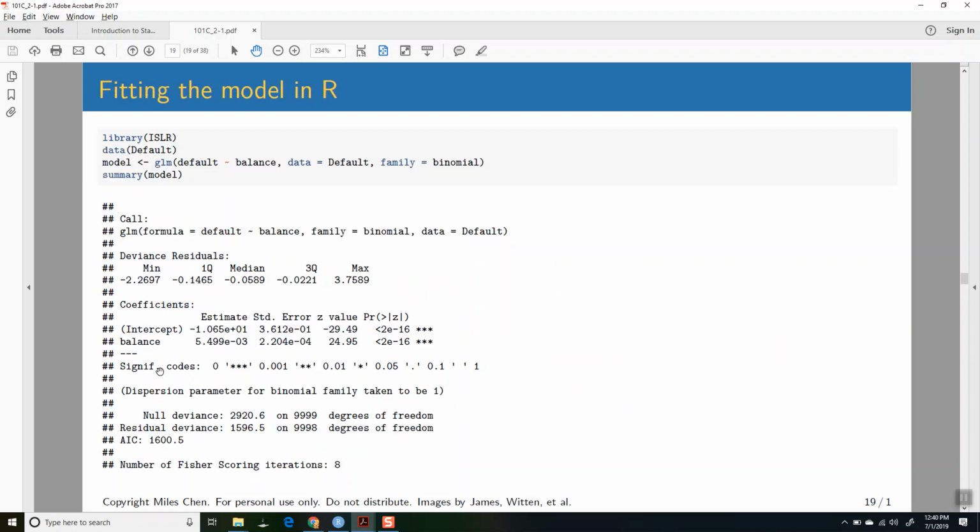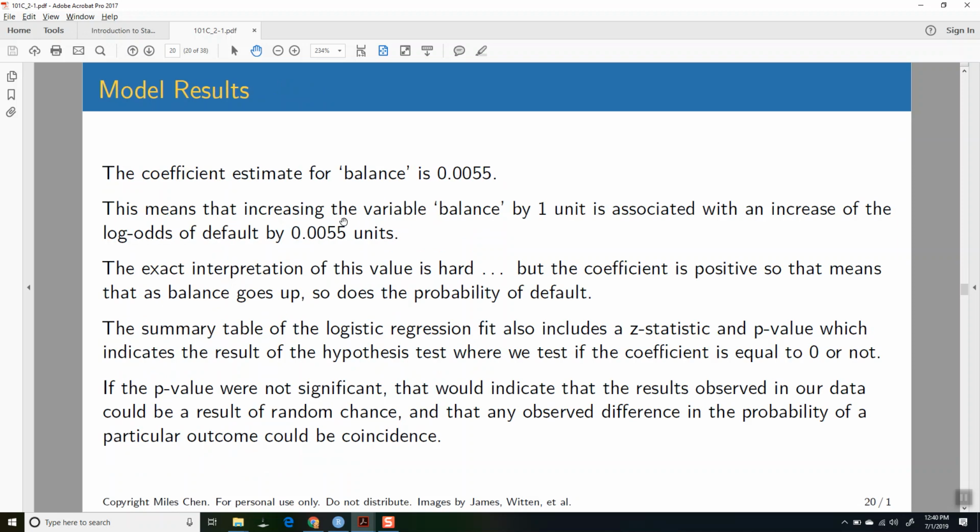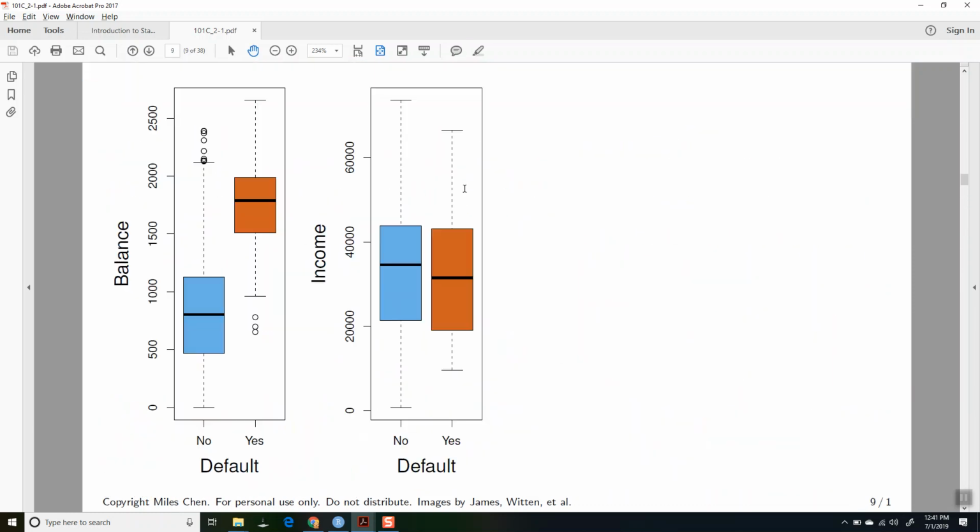Okay, and so the coefficient estimate for the balance is, again, this value right here, 0.0055. It is significant. And what that means is that if the balance goes up by $1, then the log odds of default increases by 0.0055, okay? Again, this is a weird thing. But we have to talk about the log odds of default because the effect that it has is not linear.